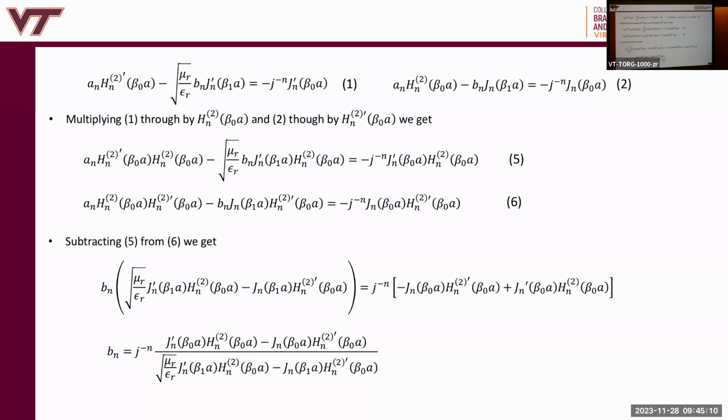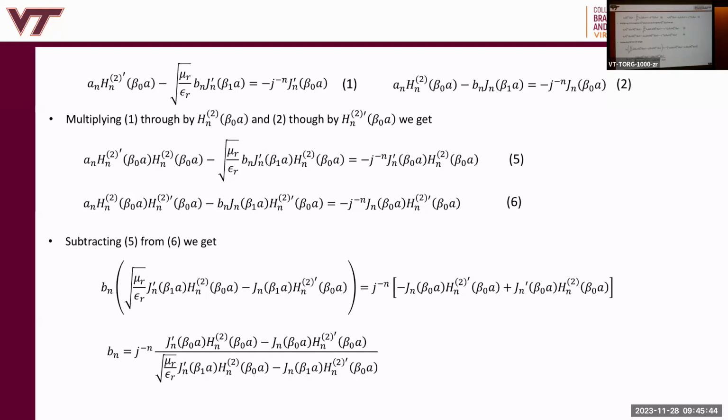Okay, we need to solve for Bn. So we do the same thing, but now we try to eliminate the An's. And the way we do that is multiply the first one by Hn2(beta naught a), and the second one by Hn2 prime(beta naught a). So these two terms are now the same. And then when you subtract them, you eliminate the An's, and you end up with an expression in terms of Bn only, and you can solve for Bn. Again, this is a constant. These are all evaluated at a particular point, rho equal to a. Okay, good.